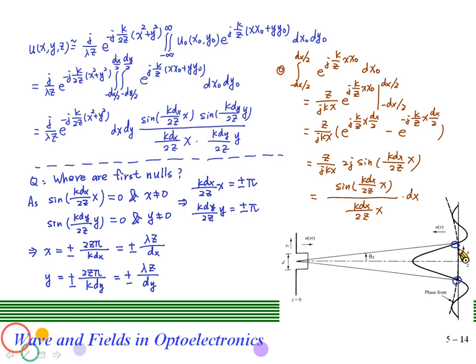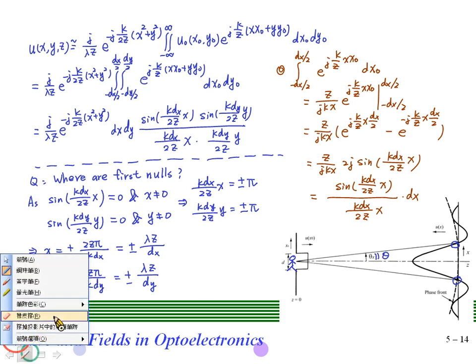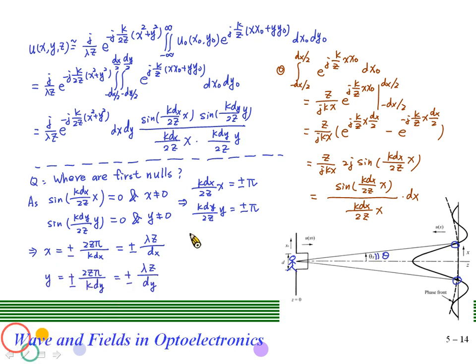Okay, so from the derivation here, you can obtain the location of the first nulls along the x direction and the y direction. And another important parameter is that if we have somebody standing here, he looks at the first nulls, what will be the angle with respect to the z-axis? The angle I plotted here is defined as diffraction angle.